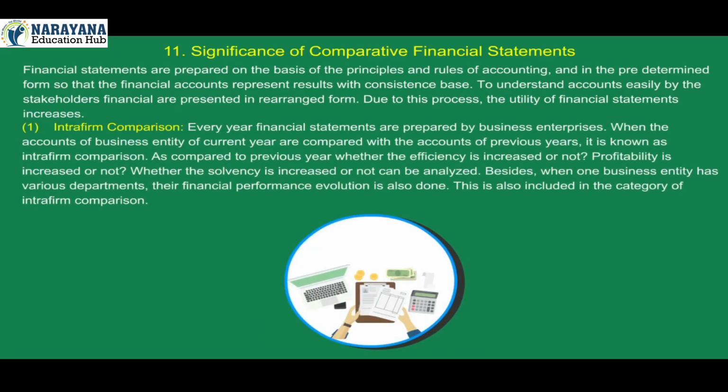1. Intra-firm comparison. Every year financial statements are prepared by business enterprises. When the accounts of a business entity of the current year are compared with the accounts of previous years, it is known as intra-firm comparison. As compared to the previous year, whether the efficiency is increased or not, profitability is increased or not, whether the solvency is increased or not can be analyzed. Besides, when one business entity has various departments, their financial performance evaluation is also done. This is also included in the category of intra-firm comparison.